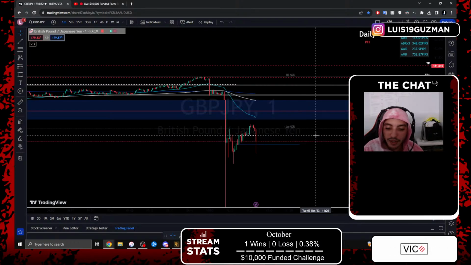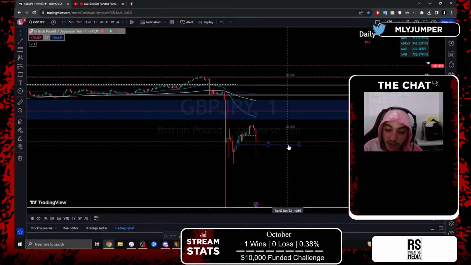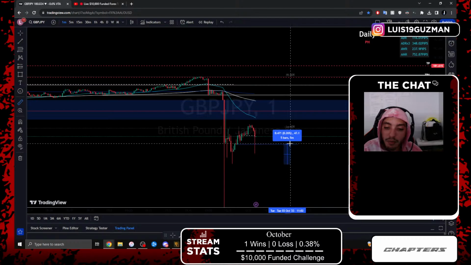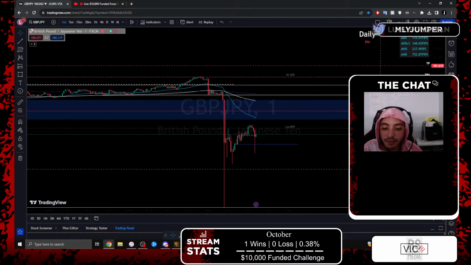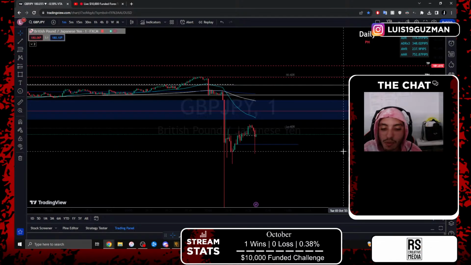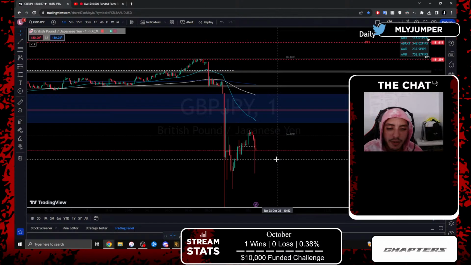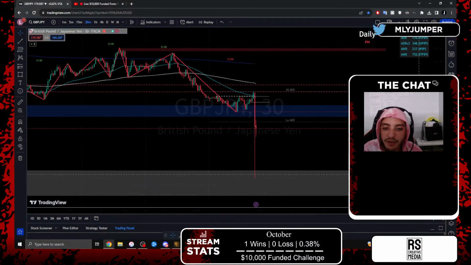Remember, if you took that entry on the change of character without the break of structure, an aggressive entry, you should have an aggressive stop loss. It still respected the low though. But yeah, I'm done trading. I feel you on that. I'm done looking at this. I'm letting the market correct itself.